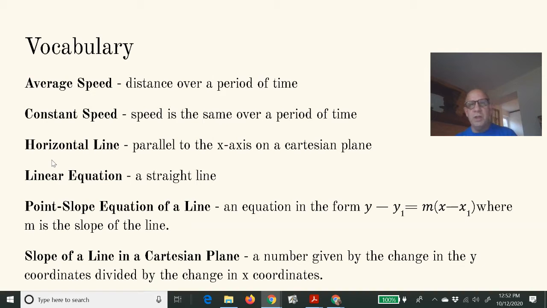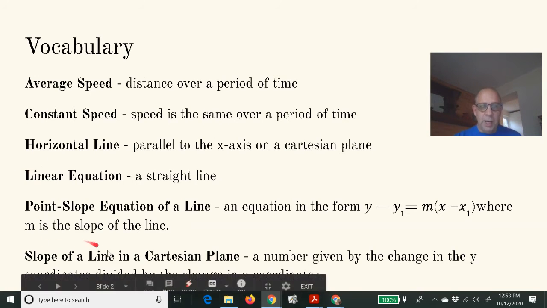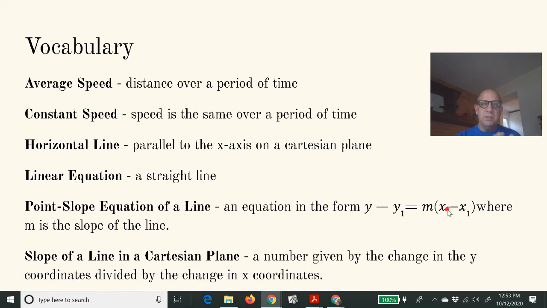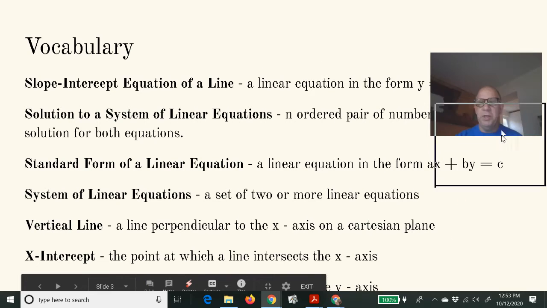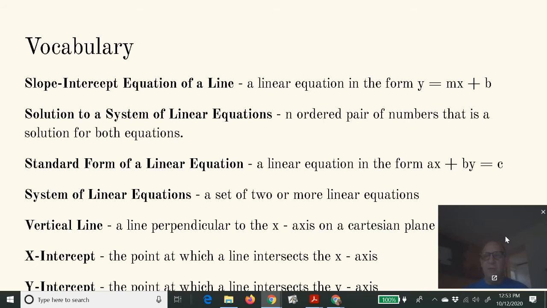Point slope equation of a line is a way we write the line that will help us figure out the slope of the line, which is how steep it is, which is very important. Slope of a line in a Cartesian plane, a number given by the change in x. So the slope tells us how steep the line is, how fast does it go up. The slope intercept really puts that slope into perspective. So obviously, if you're paying attention here, slope is very important in linear equations and linear lines.